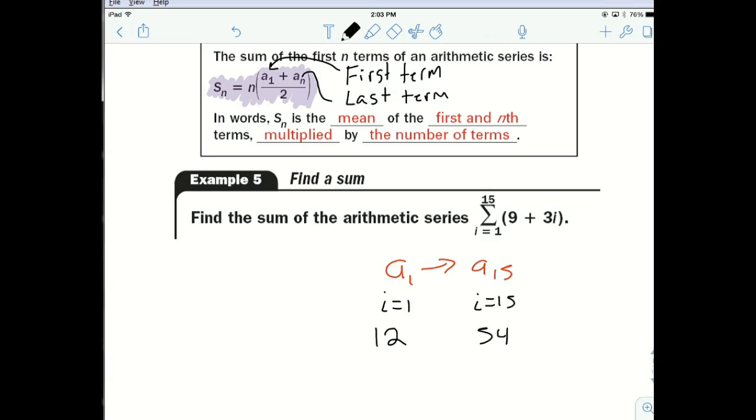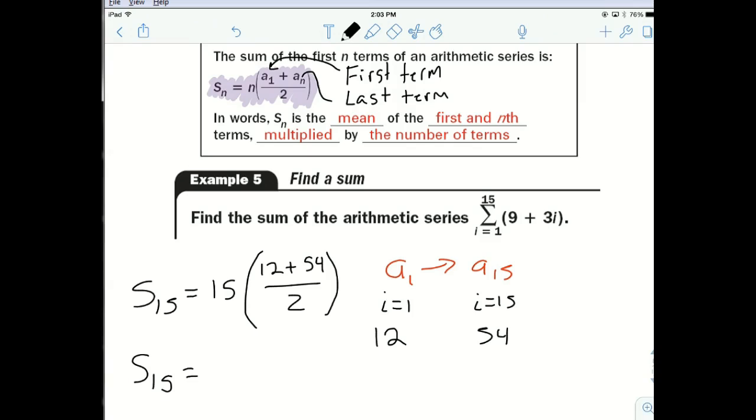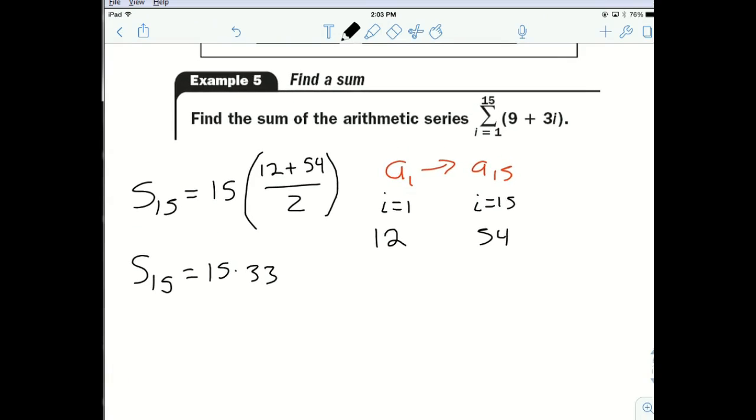So from here we can just use the formula. We're trying to find the sum of the first 15 terms. n is 15. My first term is 12. My last term is 54. And I need to find the average of that right in the middle. So S sub 15 equals 15 times 12 plus 54 divided by 2. If we divide by 2, that is 33, so this is 15 times 33, which totals up to 495. So the sum of the first 15 terms is 495.